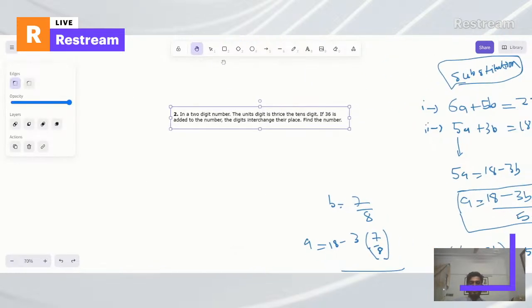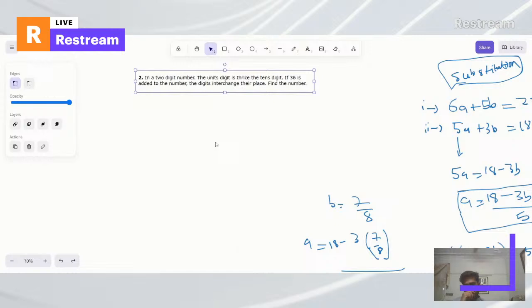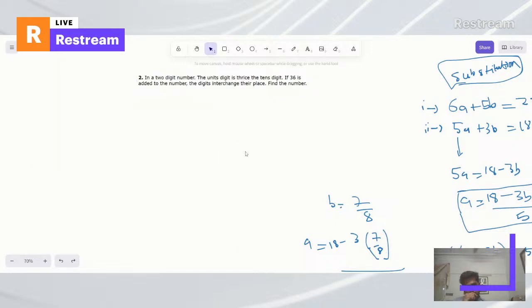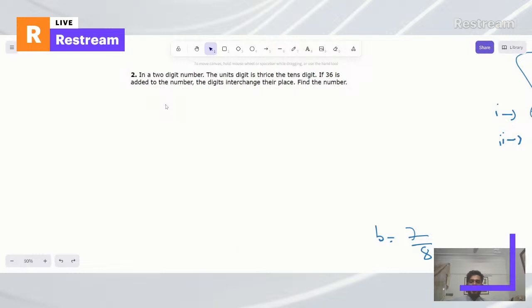It says in the question that, perfect. So here's a question. In a two-digit number, the unit digit is thrice the tenth digit. If 36 is added to that number, the digits interchange their places. Find the number. All right, so can anyone tell me what they mean by that?